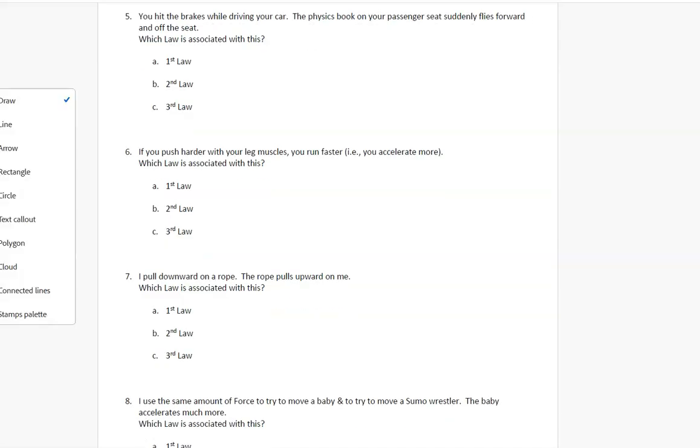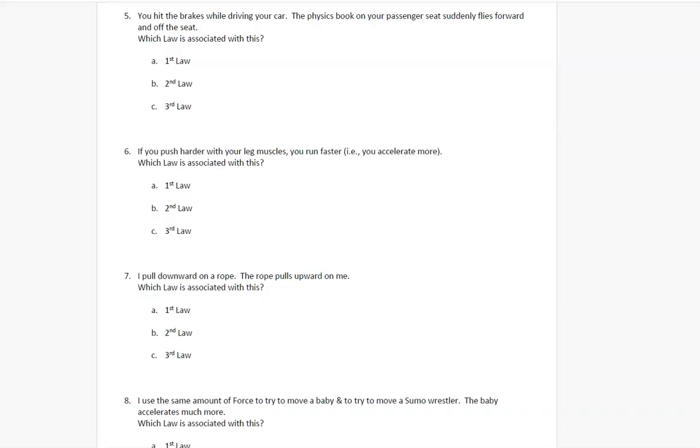Number 5, you hit the brakes while driving your car. The physics book on your passenger seat suddenly flies forward and off the seat. Which law is associated with this? Well, what's the situation? You have a car, and I'll just draw the seat in the car. I'll just make a box that represents the car itself, and you've got a book sitting on the seat. Okay, there's your book in red, and it's sitting on the seat.